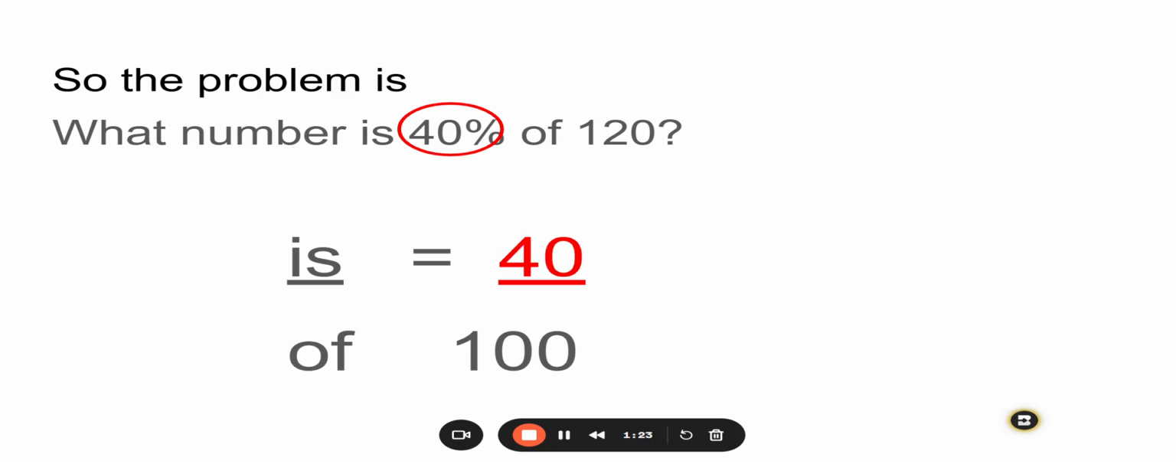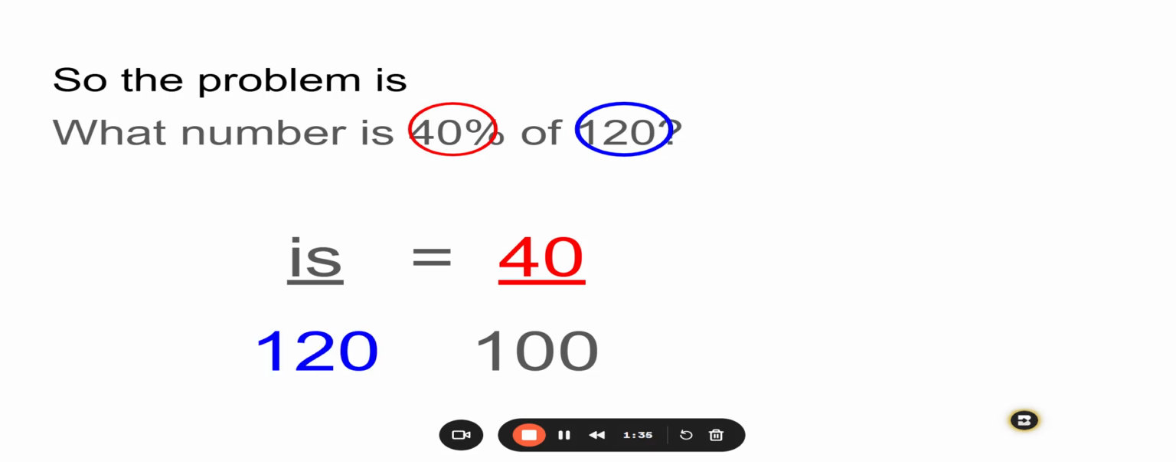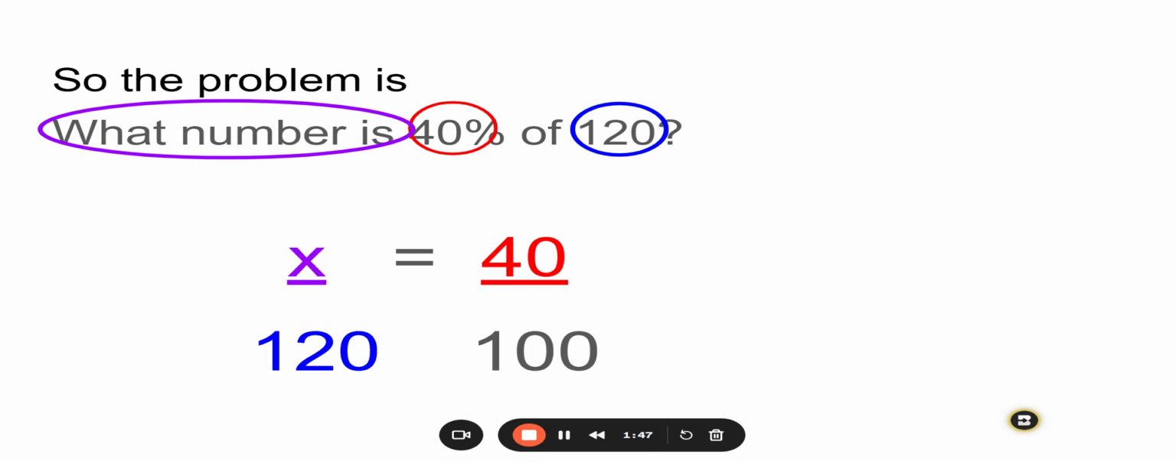Now I just have to find the substitution for the is or the of. The word problem says what number is 40% of 120? So I'm going to put 120 where the word of is. I'm trying to find out what is, so I'm going to put a variable x there, and then from here I can solve it by doing what I've been doing before, cross multiplying and dividing.